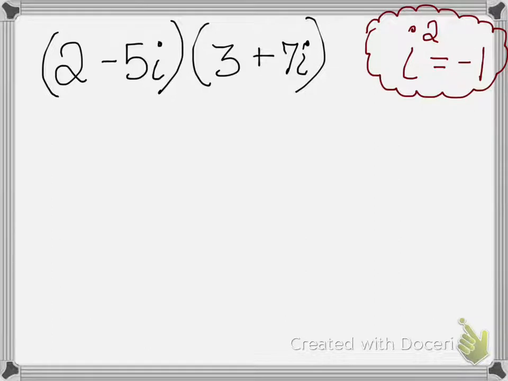Obviously, we can tell that we are multiplying because there's no plus sign or minus sign in the middle of 2 minus 5i and 3 plus 7i. Before we start, though, make sure you remember, i squared equals -1. Anywhere you see i squared, you're going to plug in a -1 in place of it. All right, let's get started.